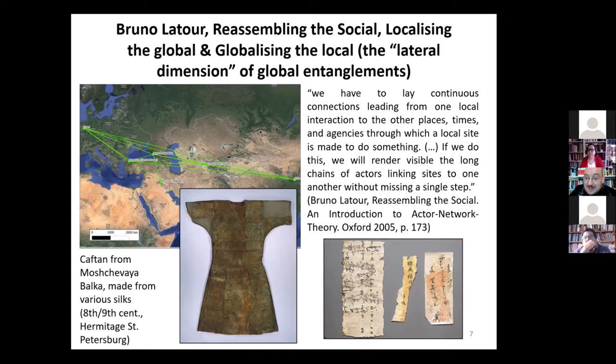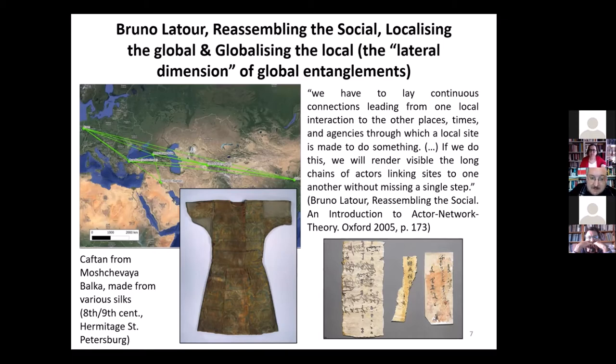If we do this, we will render visible the long chains of actors linking sites to one another without missing a single step. And these narratives of the smuggling of the silkworms, although they may not be accurate from a modern historical point of view, they serve this purpose. They can be identified as such narratives of entanglements. And in the same way, we can also produce modern-day narratives of entanglements.